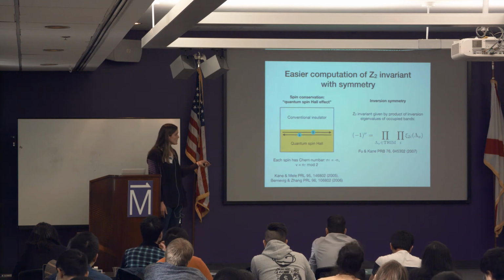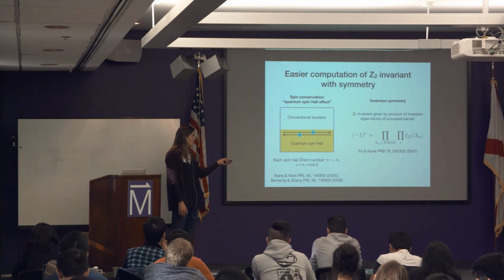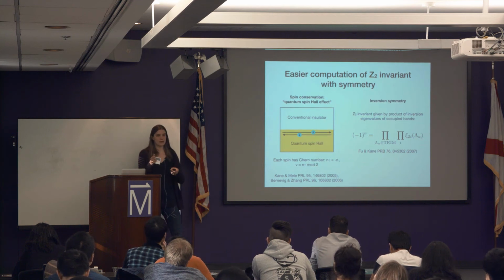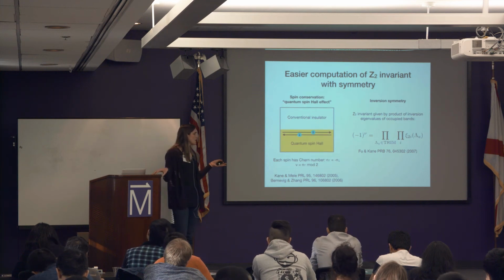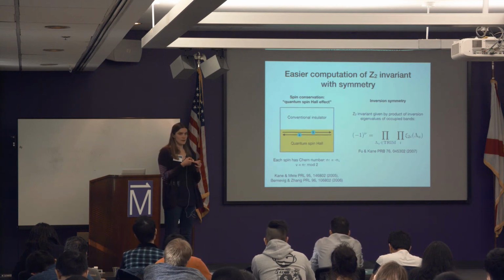And then the other thing we can do is, if we have inversion symmetry, then at each of these trim points we can get an inversion eigenvalue. And if we multiply the product of these inversion eigenvalues, that's another way of getting the Z2 invariant. So the Z2 invariant takes a complicated form, but in the presence of symmetry, we can calculate it more easily.